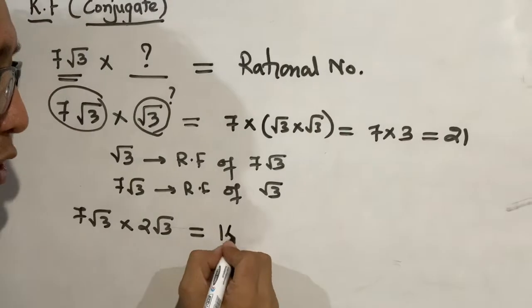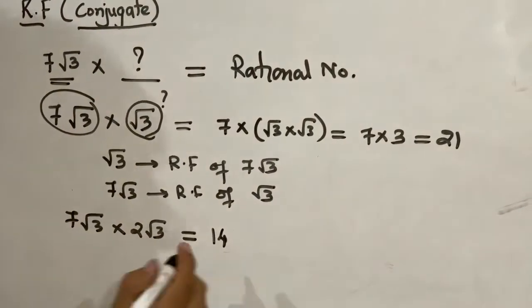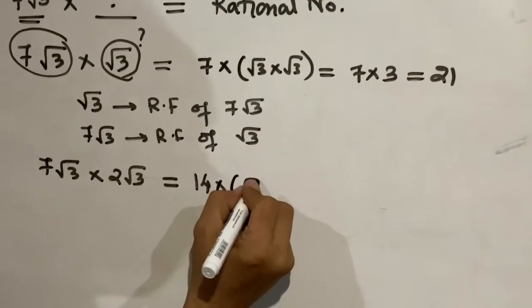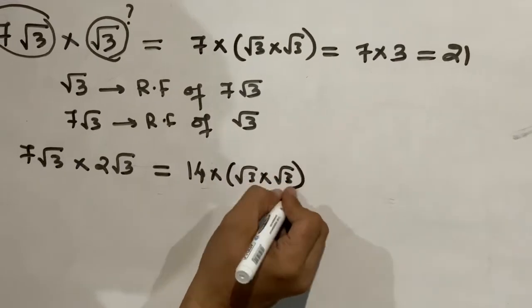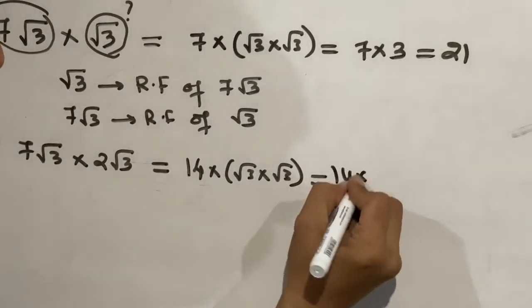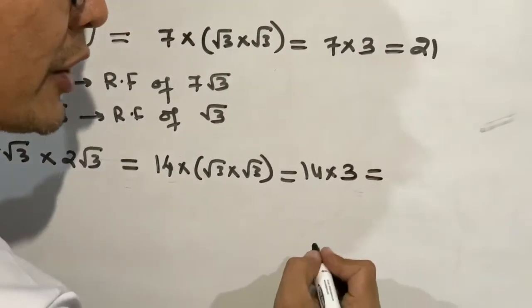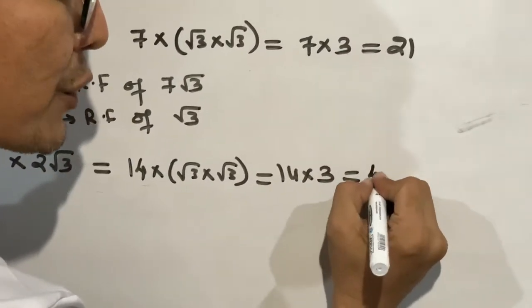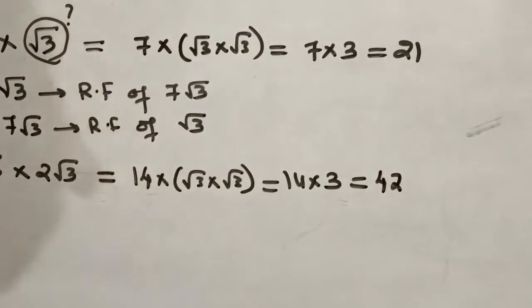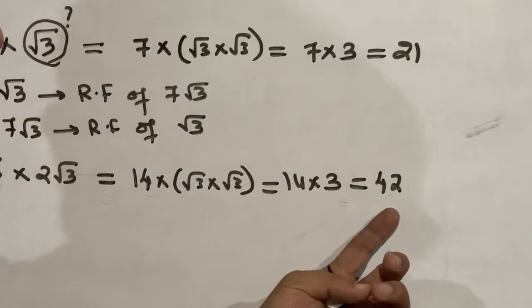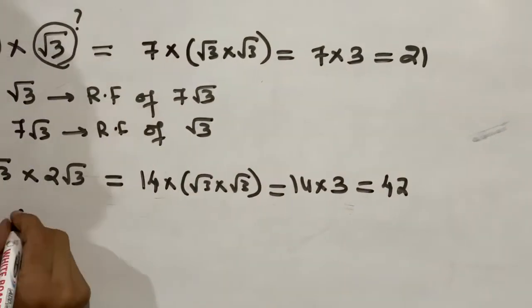2 times 7 is 14. Then root 3 times root 3. So which is equal to 14 times root 3 into root 3, which is 3. So the answer is 42. 42 is a rational number.